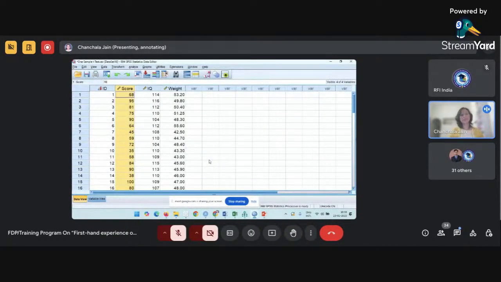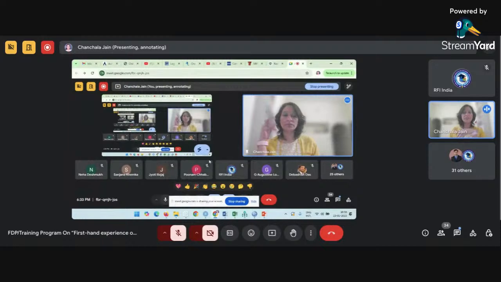Suppose this is the data given to you, belonging to students of 10th class, or from 9th to 10th class. During that particular class duration and age group, suppose the average weight of the students is coming as 50. So now you need to comment on the same.